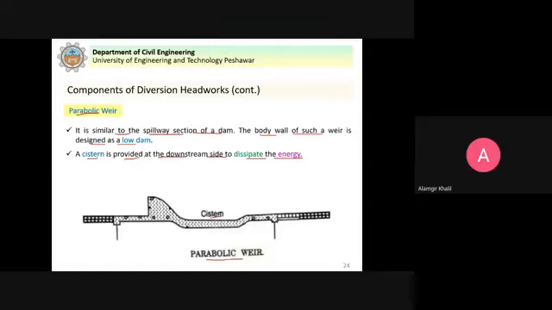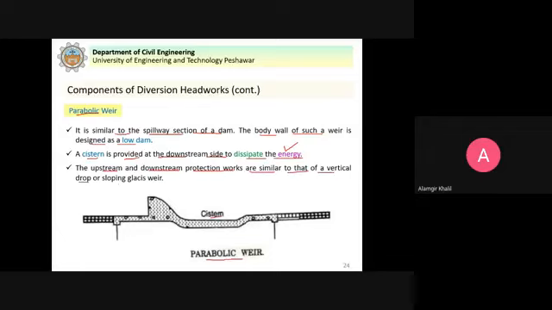So a cistern is provided at the downstream side to dissipate the energy of fast moving water. The upstream and downstream protection works are similar to that of a vertical drop or sloping glacis weir.